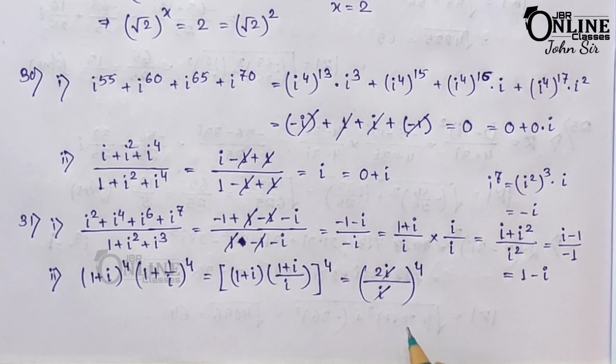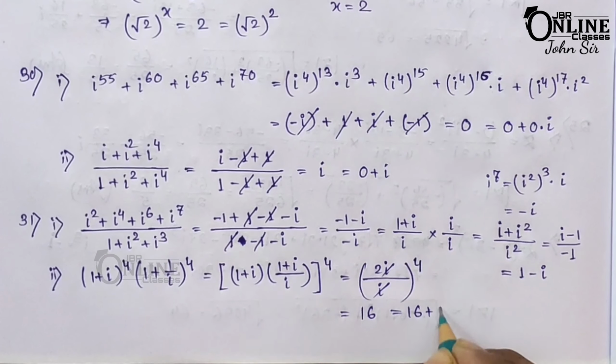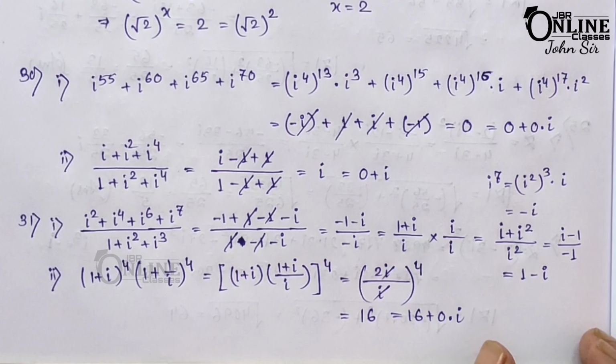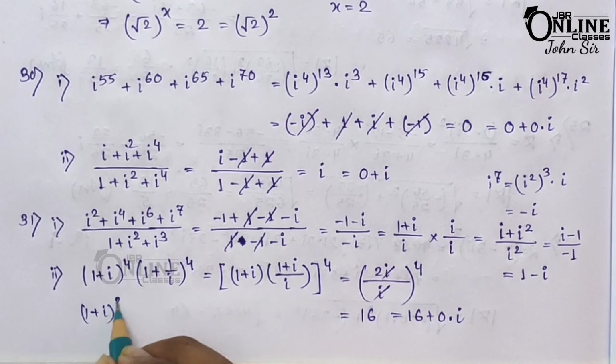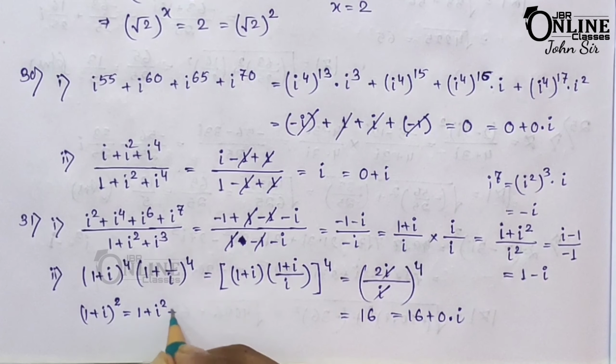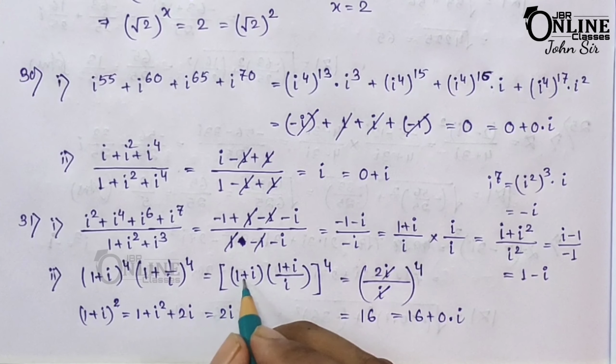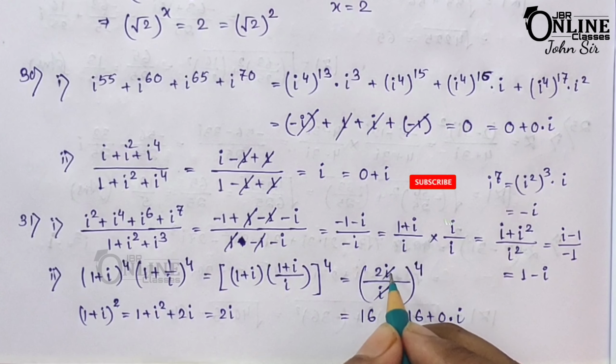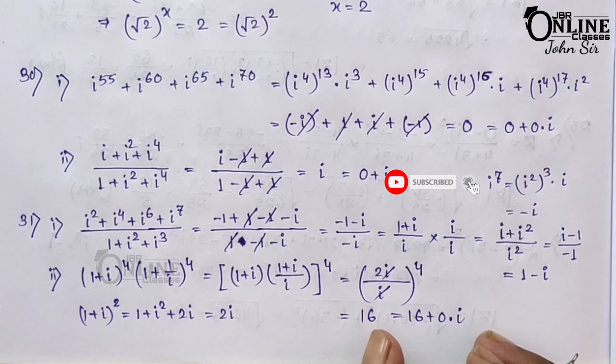So here iota will be cancelled out. So 2 to the power 4 equals 16. So 16 means 16 plus 0 into iota as your answer. Now how to find 1 plus iota whole square? You know that equals 1 plus iota square plus 2i. Now iota square means minus 1, so it will be cancelled out. So your final answer will be 2i. So here 1 plus iota whole square equals 2i. Okay, I hope you understand.